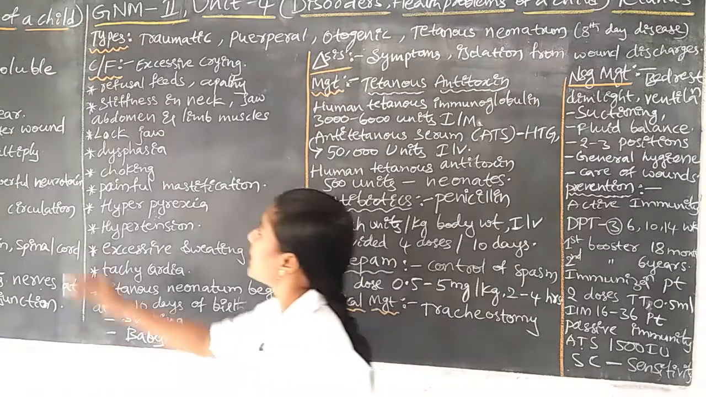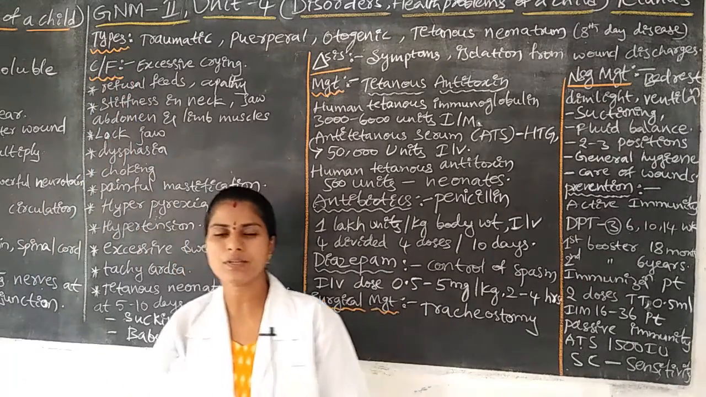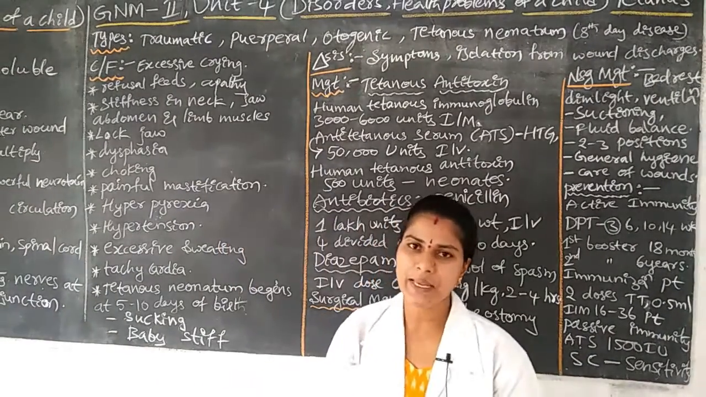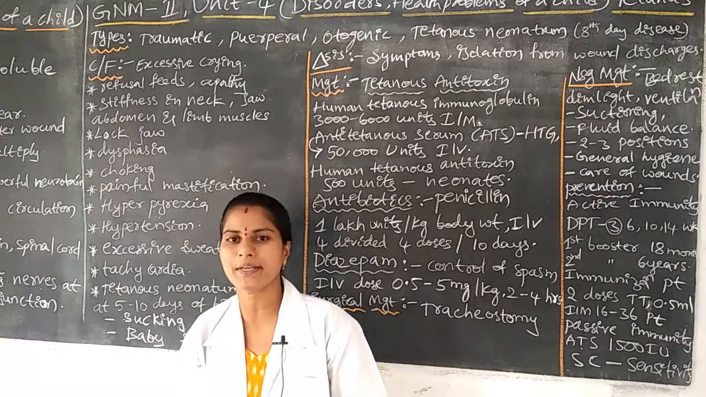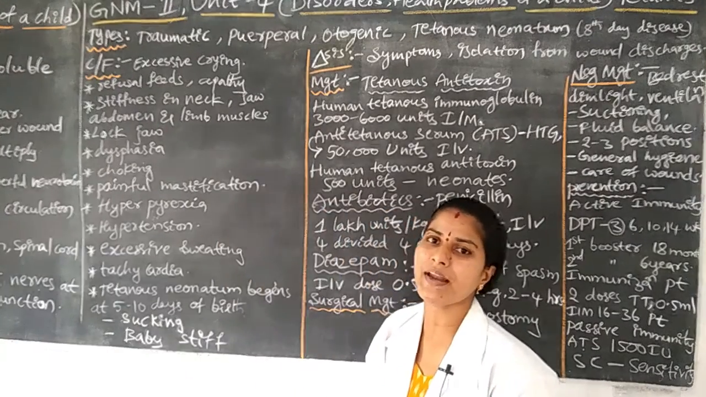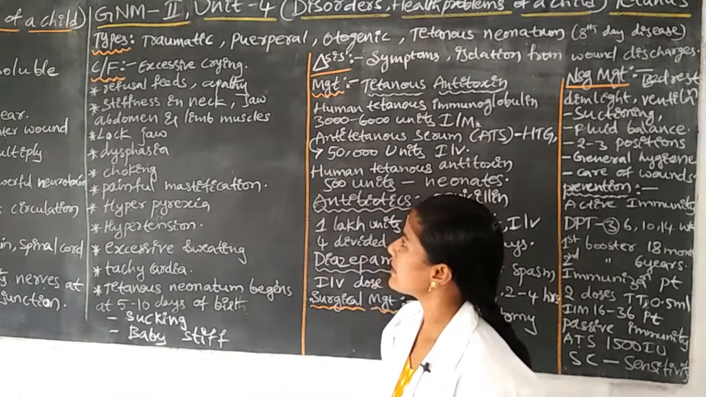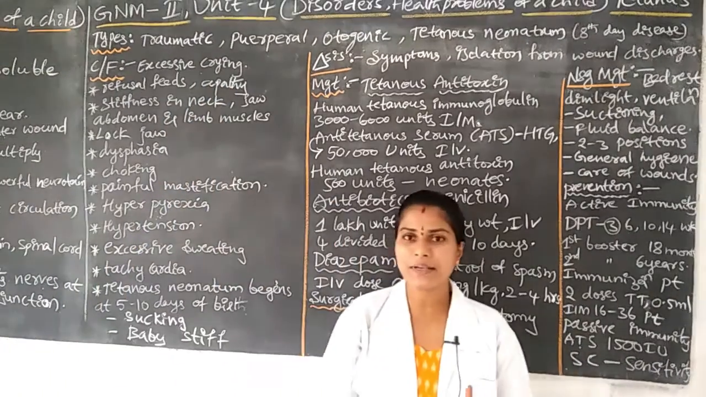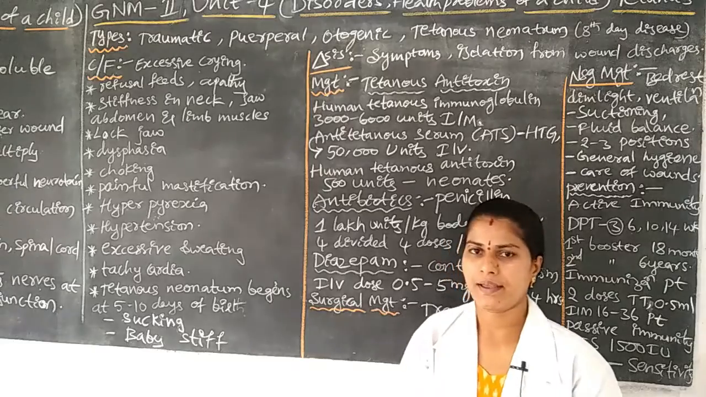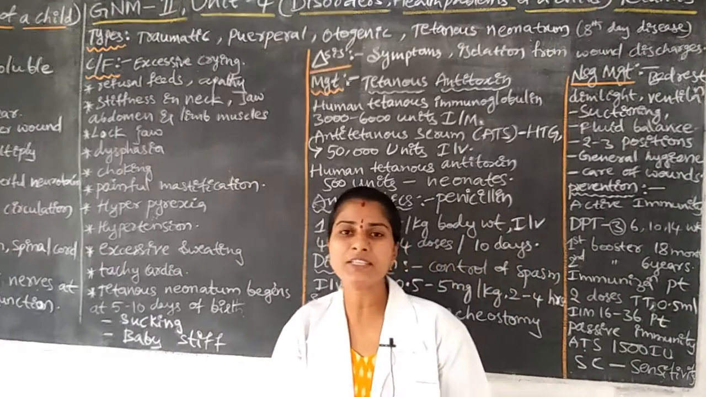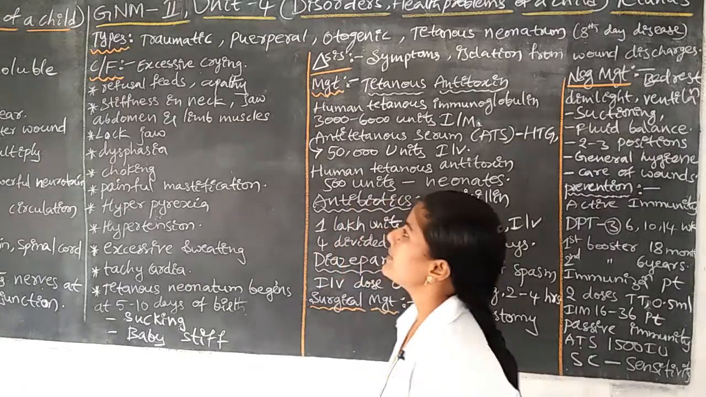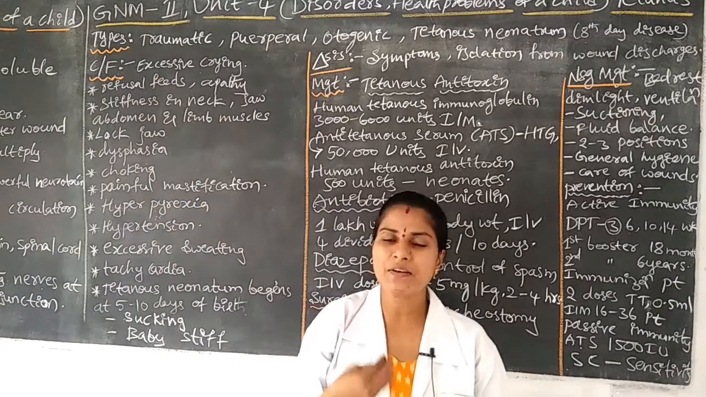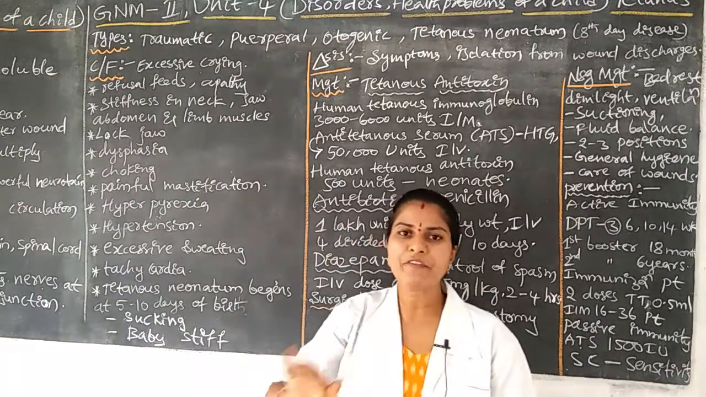Next, what are the clinical features? Once human beings or children are affected by the communicable disease tetanus, what symptoms do we identify? The child will be excessively crying, exactly with no reason, but continuously crying. Sometimes the children refuse feeds. When we give some food to the children, they refuse.